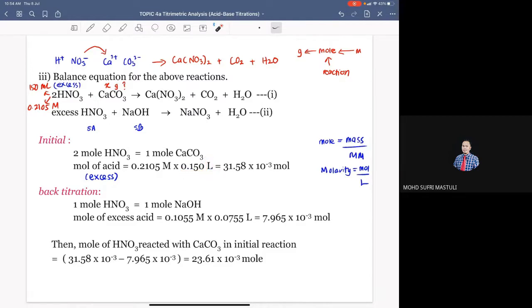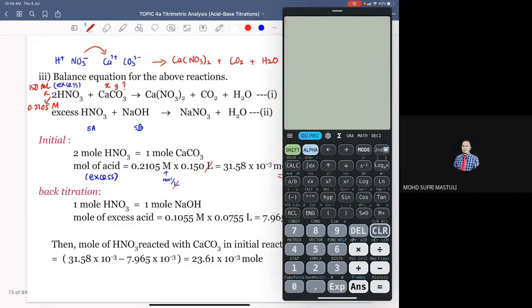Because the volume is given in milliliter, we have to change it into liter, because the unit of molarity is mole per liter. So later on, we can cancel the unit in order to get the mole. So 150 ml divided by 1000, and you get 0.15 liter.